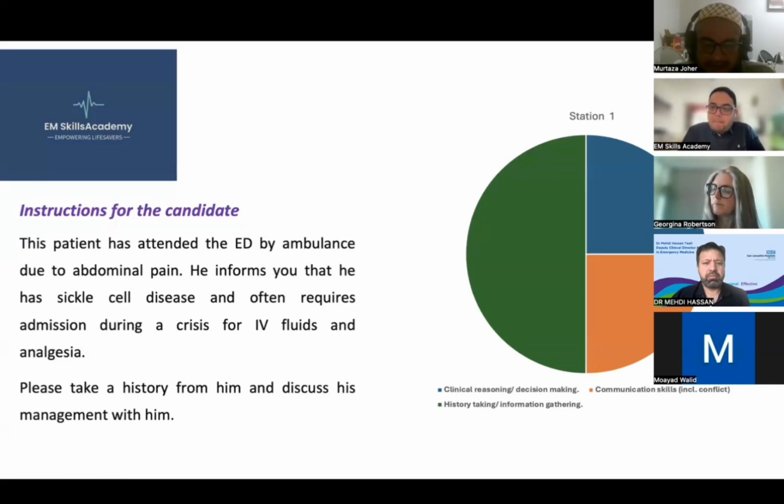Do you have any previous surgical history? No surgical history. Are you on regular medication? No, not really. I'm just on follow-up for my sickle cell, so they do blood tests every few months for me. It's fine, they said it's stable, so I'm not on any medication. Do you have any allergies? I have no allergies, but I need my morphine, please.